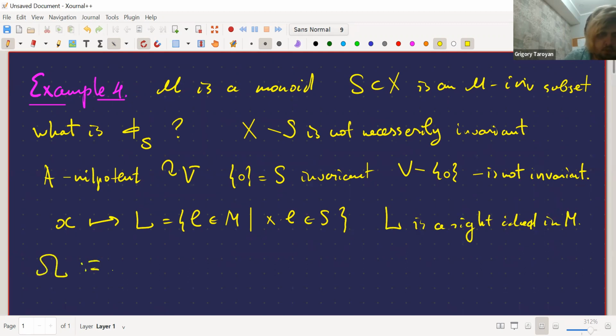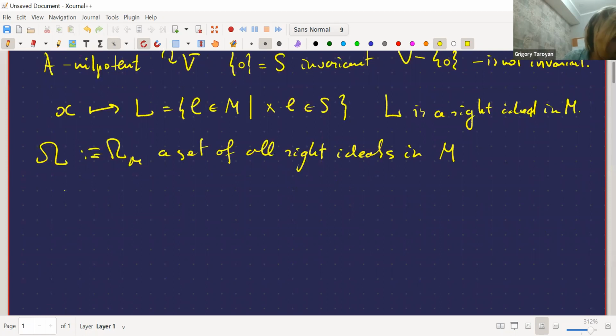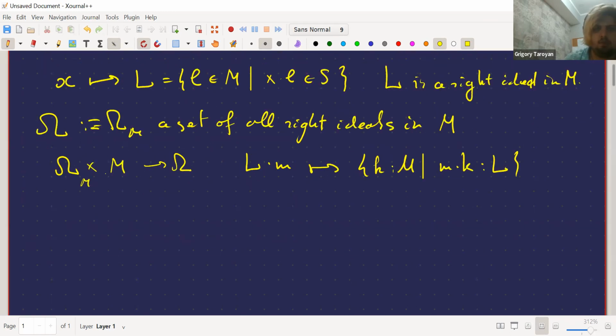Define Omega M as the set of all right ideals in M. We have an action of M on this Omega M via the following formula: L dot m is mapped to the set of k in M such that mk belongs to L. So that's an action. So we see that Omega M is in fact an M-set.